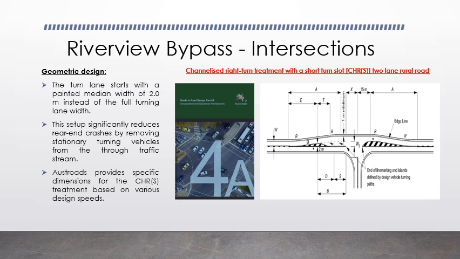By removing stationary turning vehicles from the main through traffic stream, we enhance the overall safety and efficiency of these intersections. The specific dimension and design standard for these turn lanes follow the channelized right turn treatment guidelines provided by Austroads. These guidelines are tailored to accommodate various design speeds, ensuring that the turn lanes are appropriately sized and positioned for optimal performance and safety.